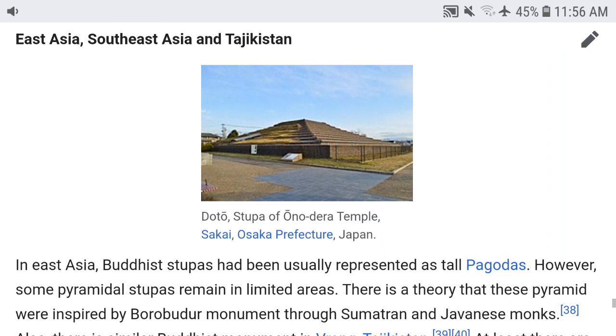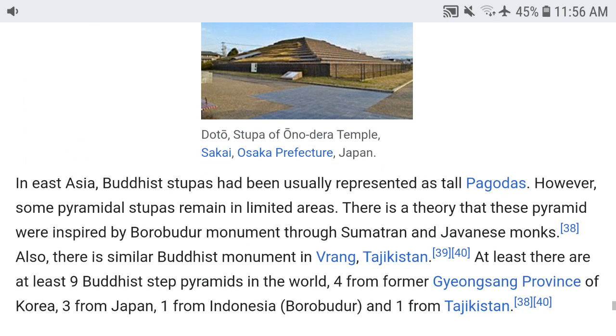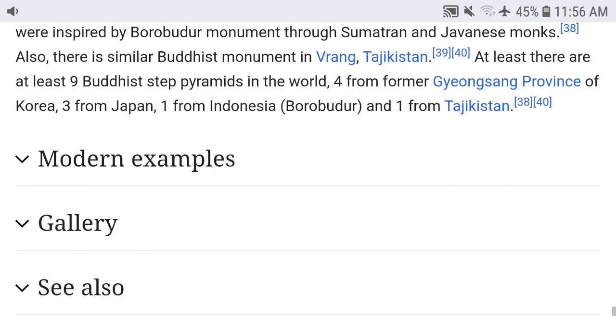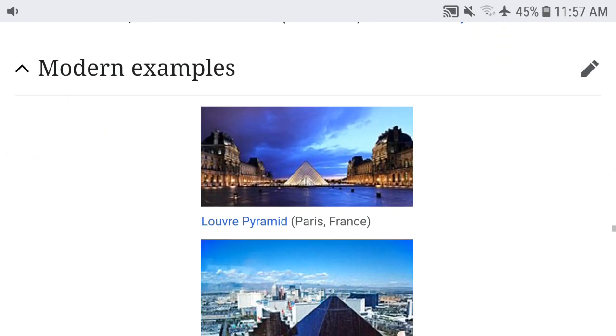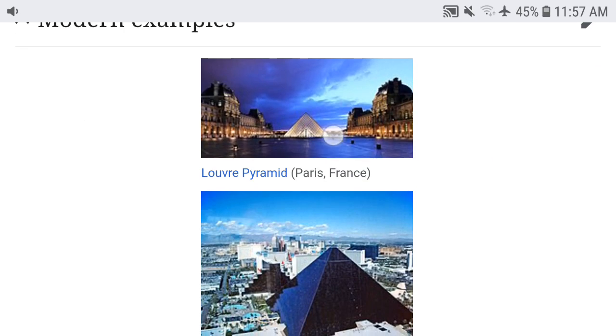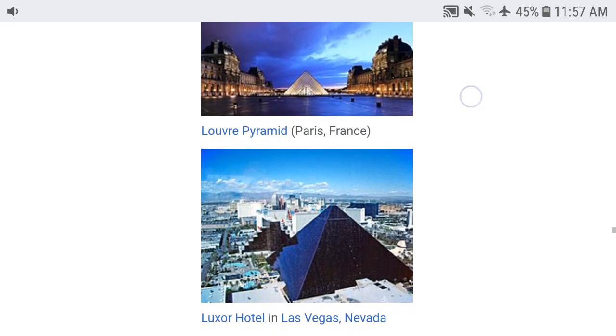Okay, Dodo Stupa of Vandera Temple in Japan. Okay, so this is in Japan. Temple again. That's temple, so it's for praying, right? Potentially. Modern examples. Okay, Louvre Pyramid. Oh, this is the nowadays man-made one. I mean, all of these are man-made, but this is the current time, right? Probably 2000th century, right? Was built. Louvre Pyramid. I know this from a lot of movie referencing this place.